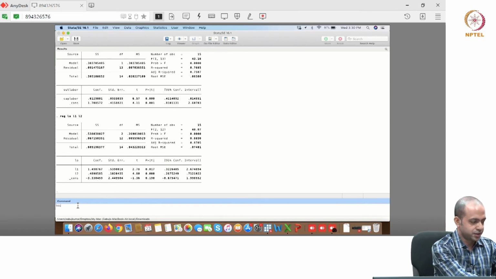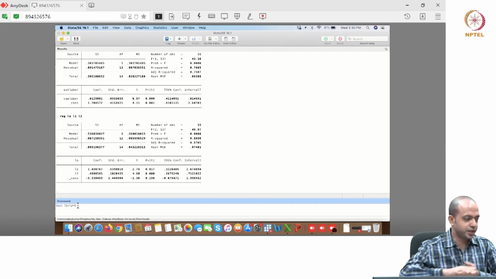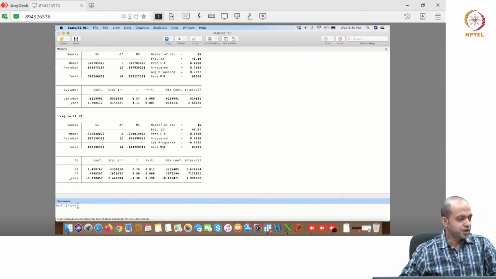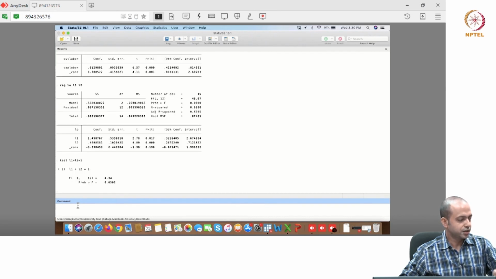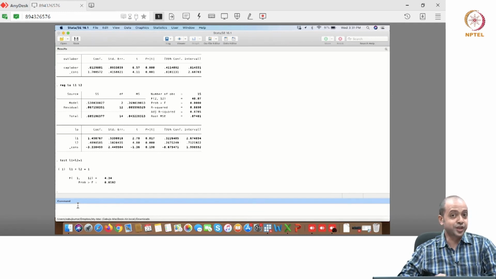and immediately after running your complete model, you specify the command which is test. What you are testing: L1 plus L2 equals to 1. That is what you are going to test. Okay, L1 plus L2 equals to 1, and if you put enter, then you will come up with this particular test. Now look at the calculated value of f which we calculated manually, and the calculated value of f which Stata is supplying, exactly matching. So, this is also 4.34.